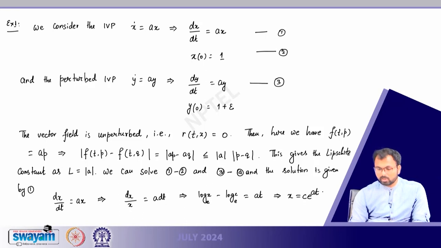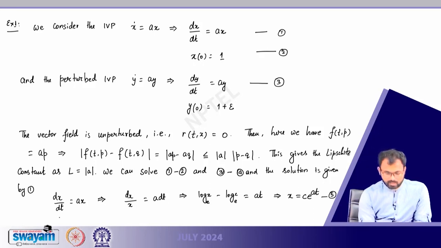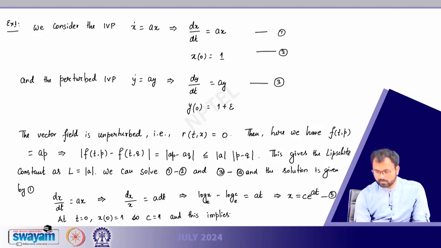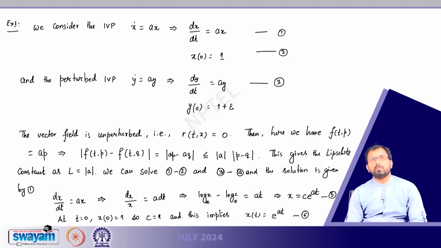Let us call this equation number 5. Now, you can use the initial condition. At t equals 0, x(0) is equal to 1. If you substitute the value, we get c equals 1, and this implies x(t) is equal to e to the power a t. This is equation number 6. So the solution for the first initial value problem, 1 to 2, is x(t) equals e to the power a t.